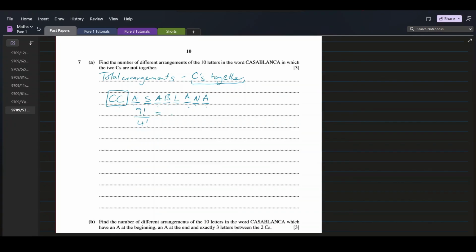Nope, that's all. So let's evaluate this. That is 9 factorial over 4 factorial. That is 15,120 rather. And then the total arrangements when there are no restrictions, that would just be Casablanca.